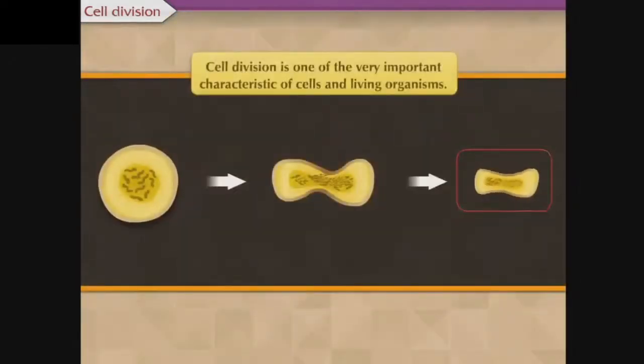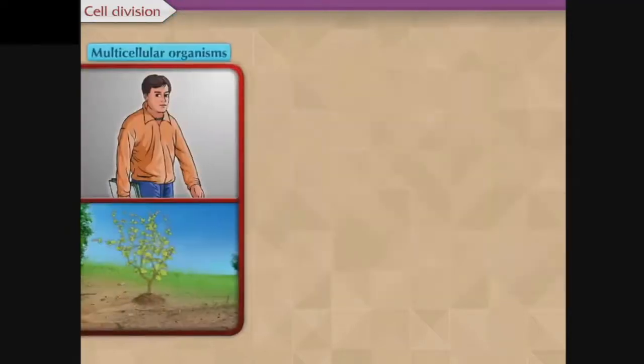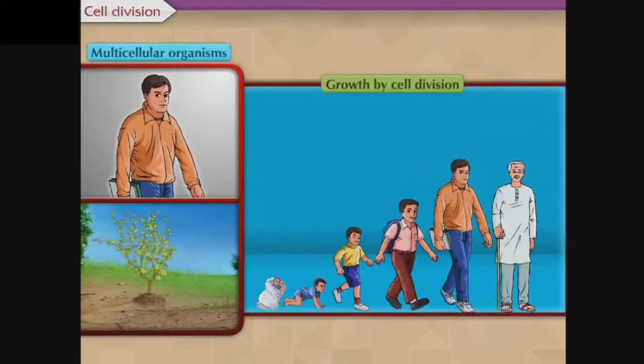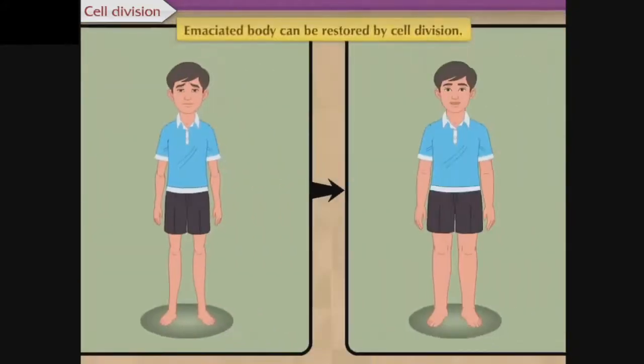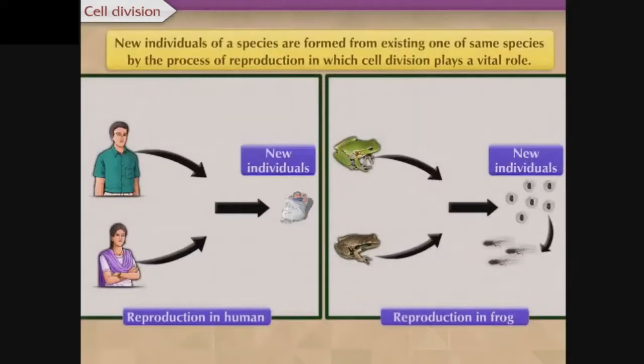Cell division is one of the very important characteristics of cells and living organisms. Multicellular organisms grow and increase in size due to cell division, which increases the number of cells in them. An emaciated body can be restored by cell division. New individuals of a species are formed from existing ones of the same species by the process of reproduction, in which cell division plays a vital role.